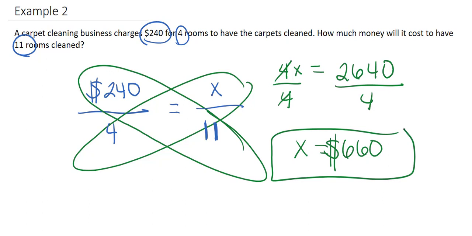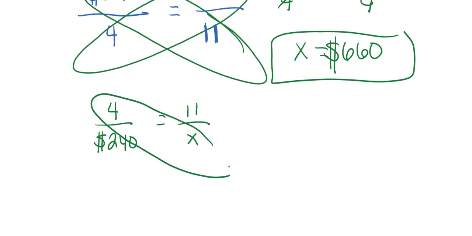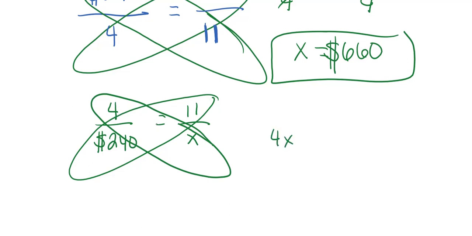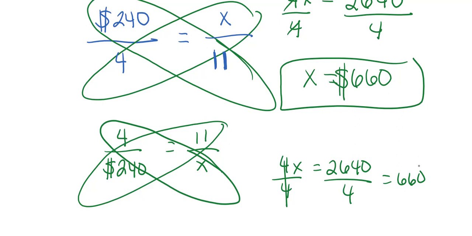Now, I'm going to show you also, if you did it like this, 11 over X, that it doesn't matter as long as you set it up the same on both sides. It doesn't change anything. We can multiply 4 times X, so that's 4X. 11 times 240 doesn't change, so that's still 2,640. We divide by 4 on both sides, and we get 660. So you can see how it doesn't matter, but you just have to make it consistent on both sides of the equal sign. So the two ratios have to be set up the same.